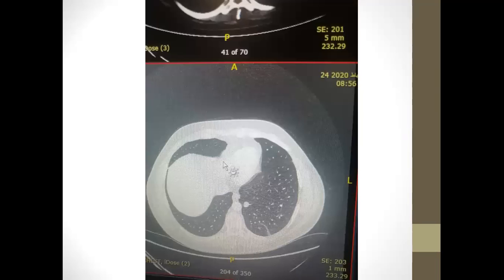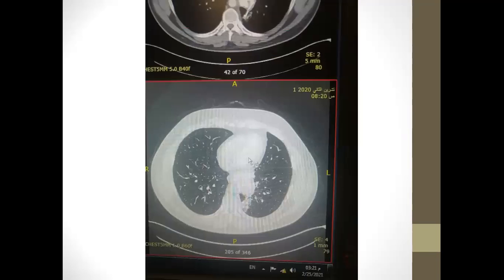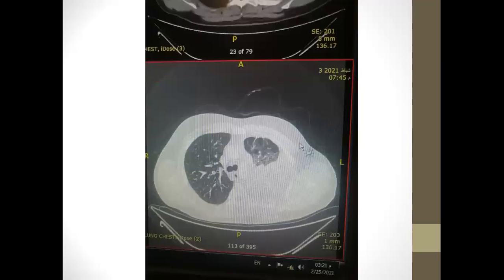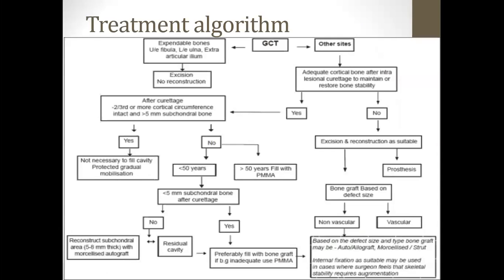Nonetheless, the patient also had a metastasis, which he had surgery for resection, but unfortunately later on presented with a larger metastasis to the lung. This is a treatment algorithm. If we stick to it, you can treat any area of the body affected.